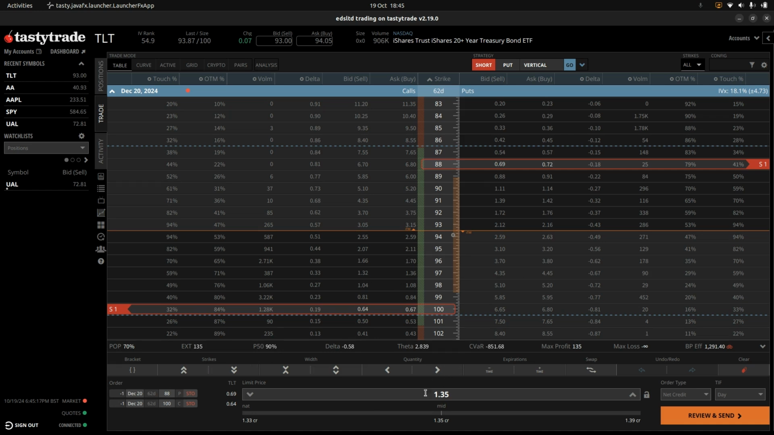And we would collect $135 up front in premium. Our broker is going to require 1.3k in buying power. So about a 10% return, which is not bad for a naked position.